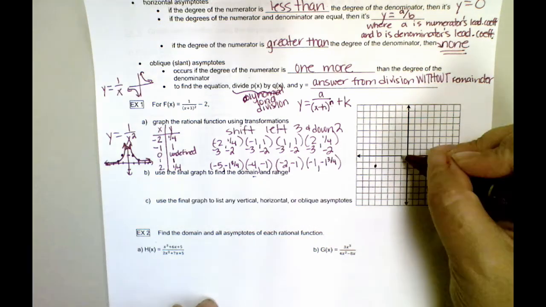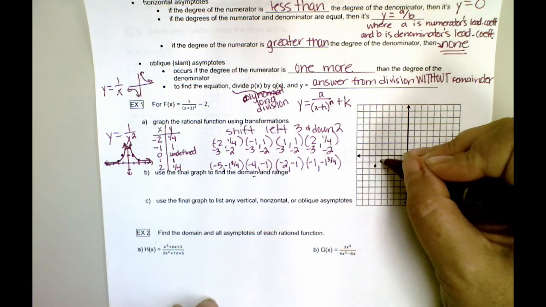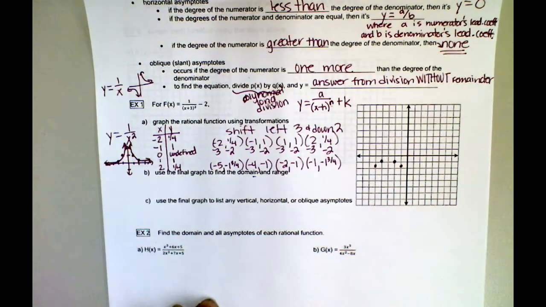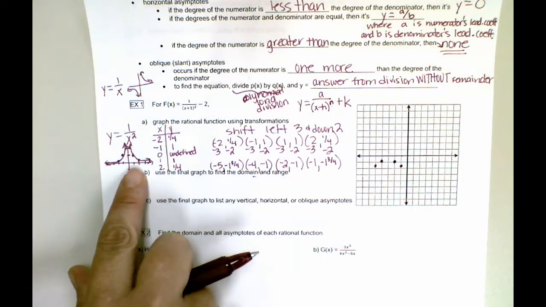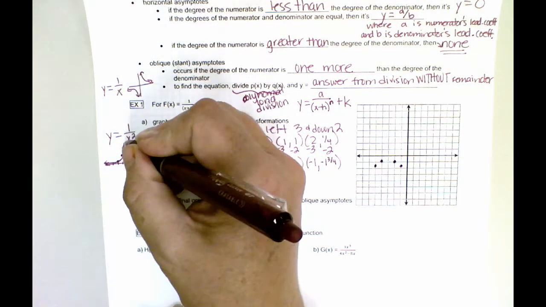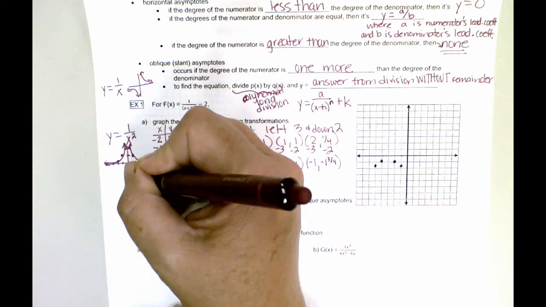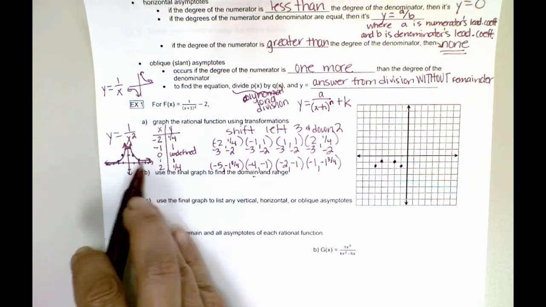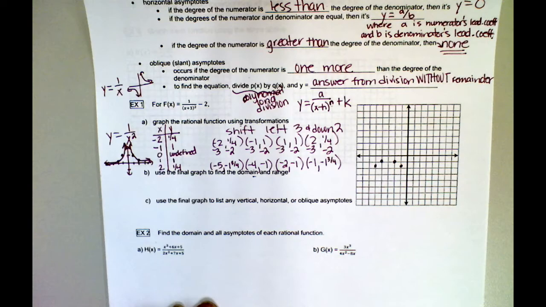Then negative 4, negative 1, right here. Negative 2, negative 1. Negative 1, negative 1 3/4. Remember that my original graph not only had a vertical asymptote here on the y-axis, it also had a horizontal asymptote on my x-axis. When you draw a graph, if there are asymptotes on the original, the asymptotes need to be on your final graph as well.